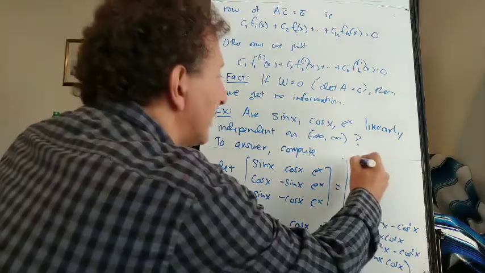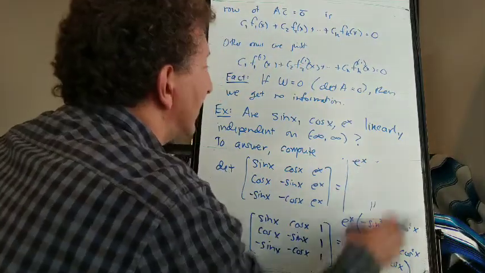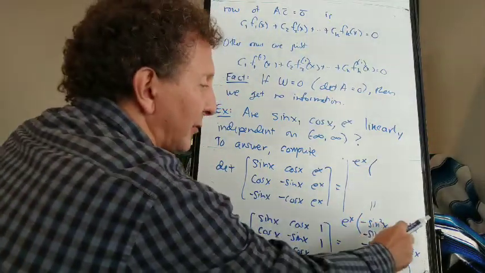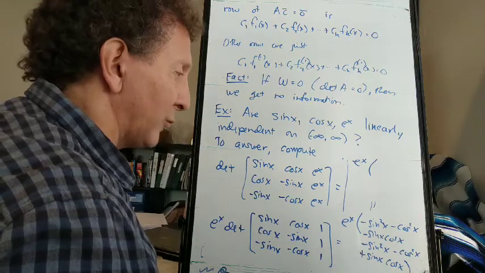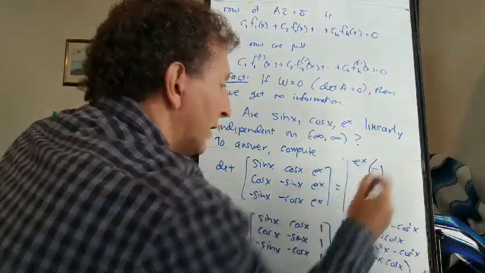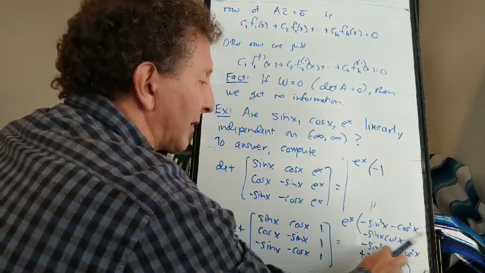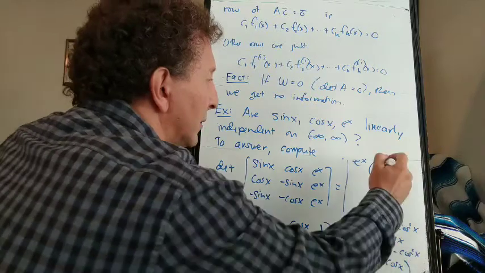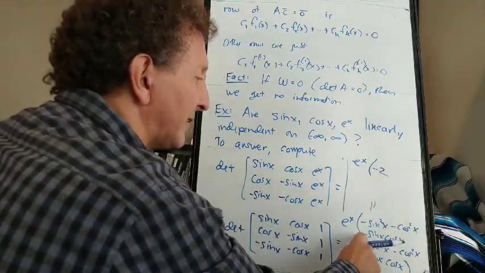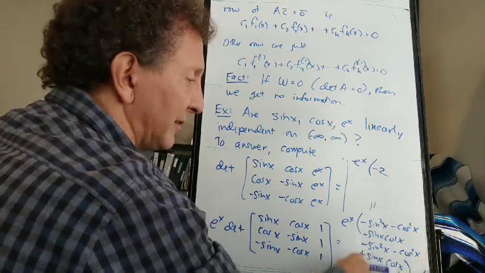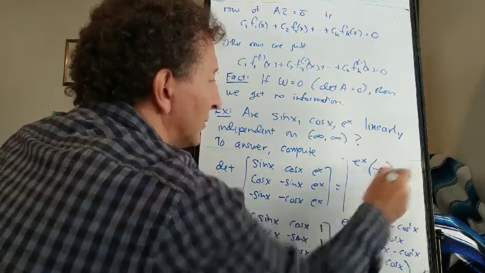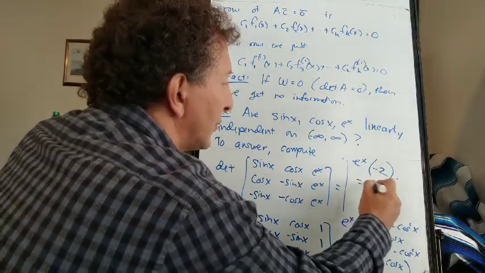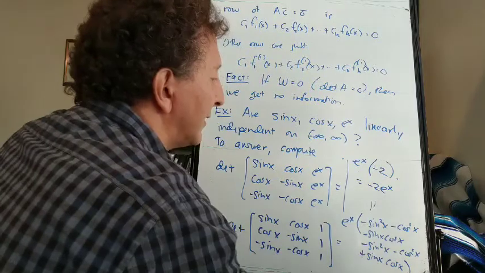And that equals e to the x times minus sine squared x minus cosine squared x is negative 1. Minus sine squared x minus cosine squared x is another negative 1, so I might as well write negative 2. And then minus sine x cosine x plus sine x cosine x is 0. So e to the x times negative 2, which is negative 2 e to the x.